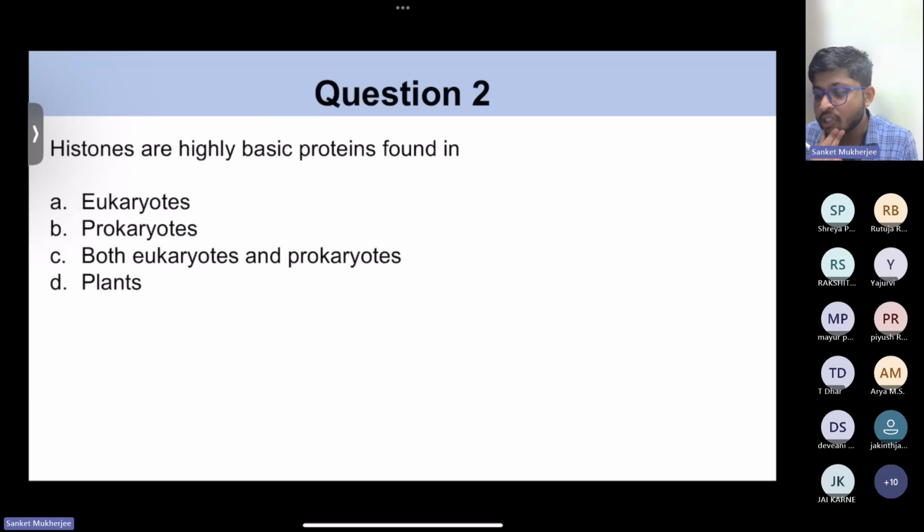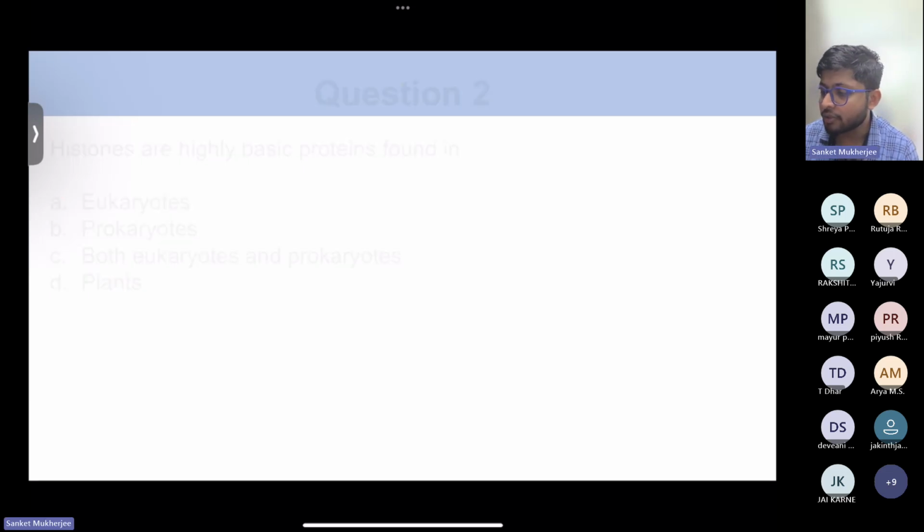Now, question number 2. Histones are highly basic proteins which are found in A, eukaryotes, B, prokaryotes, C, both eukaryotes and prokaryotes, or D, plant. So you can give your answers. Right. So the answer is eukaryotes. We already talked about the genome organization of eukaryotes and prokaryotes. In case of prokaryotes, there are some protein molecules and RNAs which are also present, but there is no histone in particular present in prokaryotes. In eukaryotes, the genome organization of DNA essentially involves histone proteins. So eukaryotes would be the answer to this.